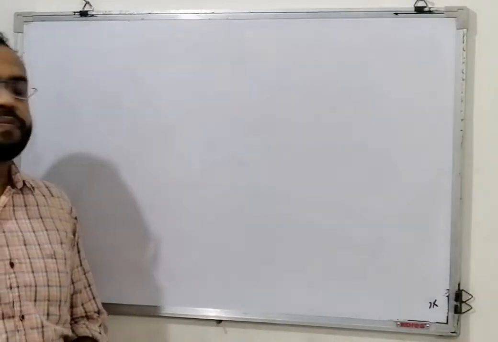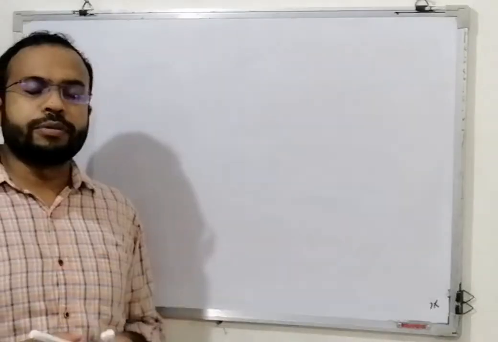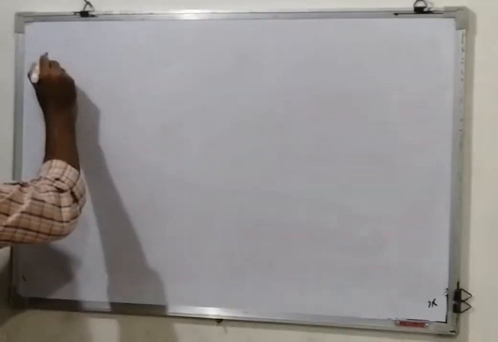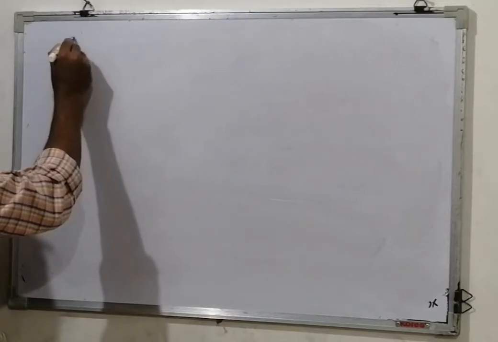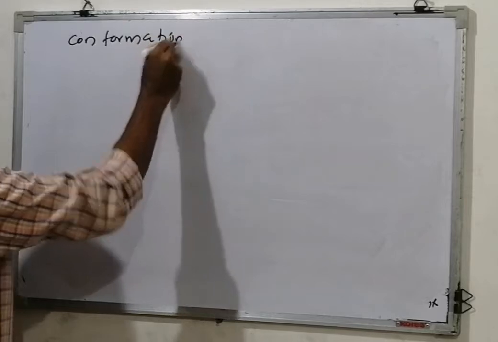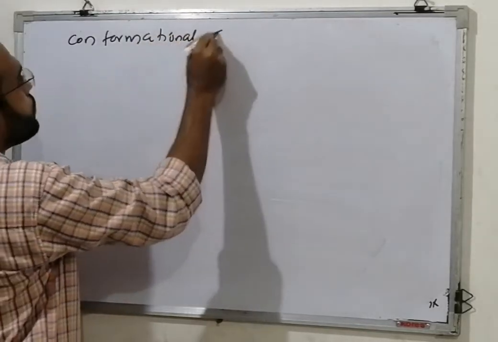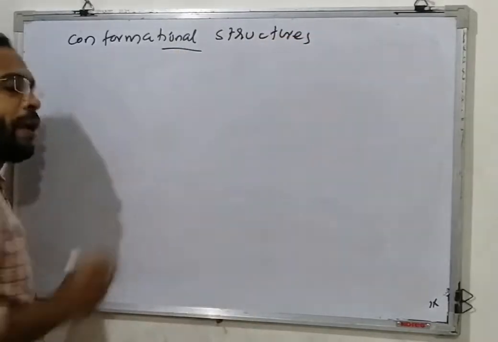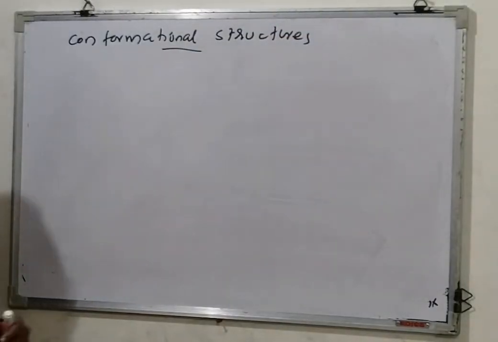Okay, students, we can continue the stereochemistry discussion. In this chapter topics, I would like to explain conformational structures. Okay, conformational structures.